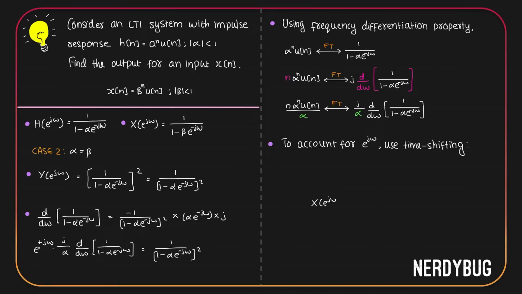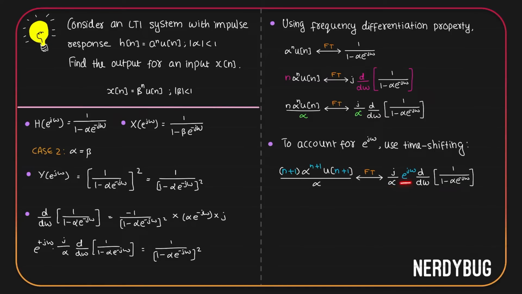We know if X of e raised to j omega is the Fourier transform of x of n, then e raised to j omega n naught times X of e raised to j omega is the Fourier transform of x of n minus n naught. Here the Fourier transform is multiplied by e to the power j omega. So n naught here is 1. That means if this is our x of n, we have to take x of n minus n naught being 1. So we need x of n minus 1, which means we have to change all these n's into n minus 1. If we do that, this is what we get.